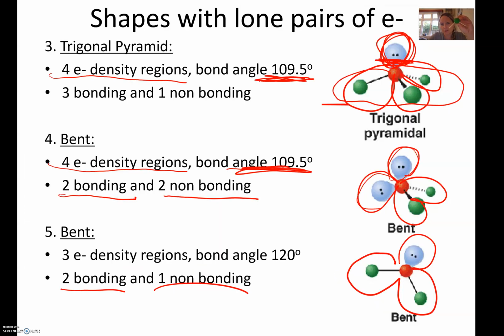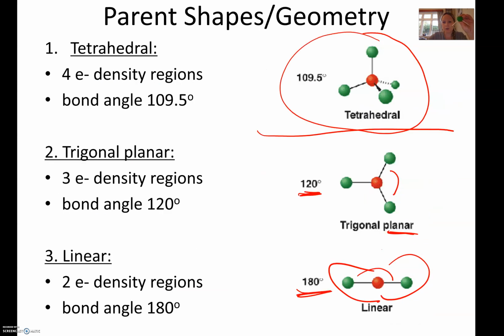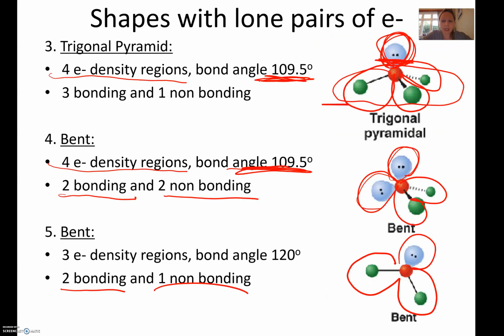There are 6 shapes you need to learn for level 2. There are 3 parent geometries: your tetrahedral with 4 electron density regions, your trigonal planar with 3 electron density regions, and your linear with 2 electron density regions. If there are lone pairs, then these are still derived from those parent geometries, so they have the same bond angle, however the name is different.